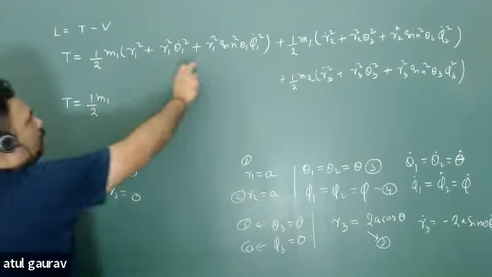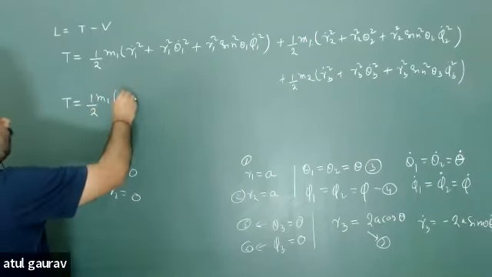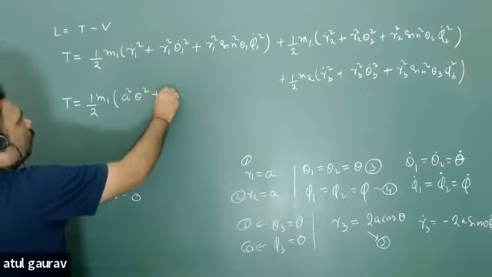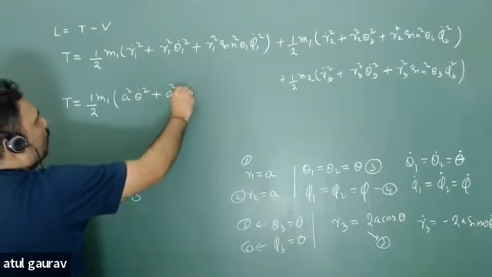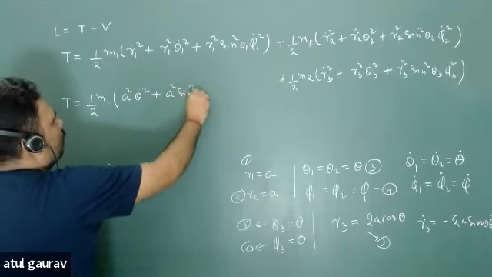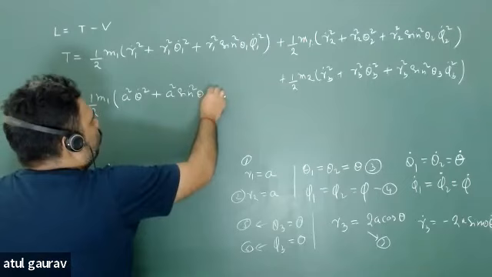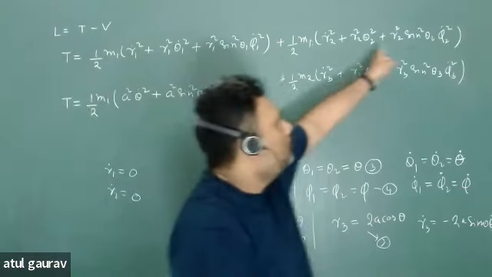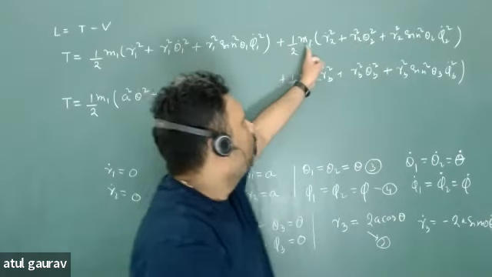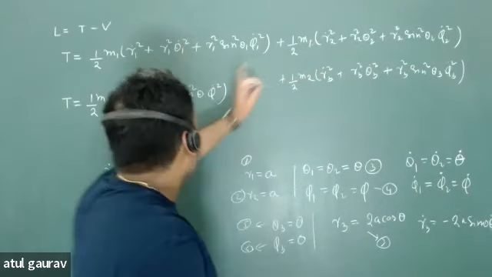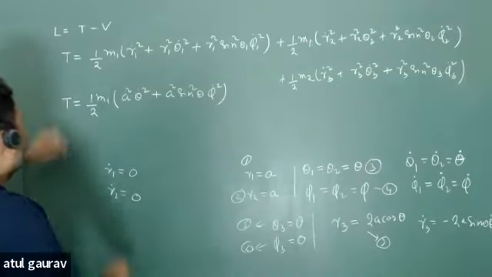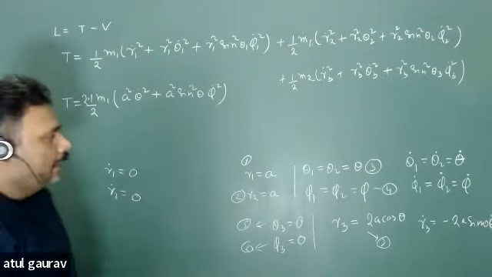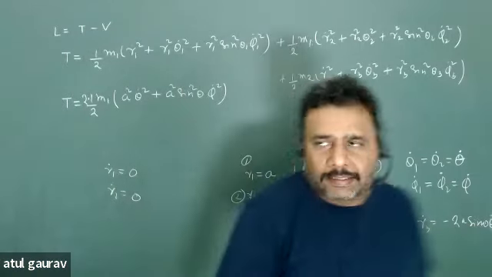So this is your half m1, and this value is equal to a square theta dot square plus a square sin square theta phi dot square. Same thing happened to this one also, isn't it? Because this mass is m1, so same thing happened to this one. So we have to multiply with 2 into this. Okay. And now let's go for R3.